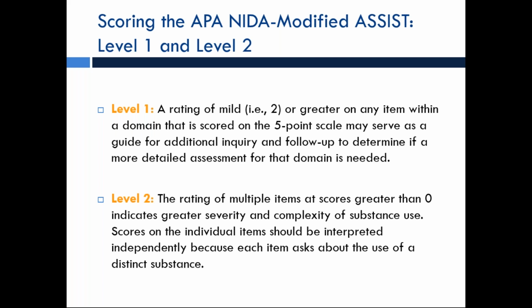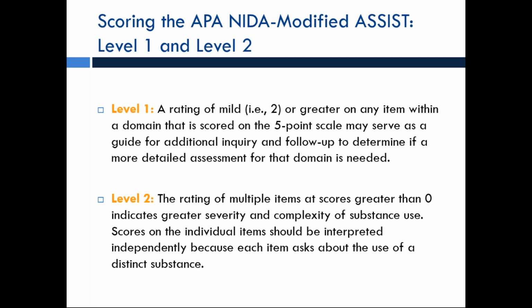And the authors of this tool also provide both scoring and interpretation guidelines. With level 1 results, the notion is a rating of mild on any of the items within a domain would likely lead to more detailed assessment. A mild rating would be a number 2 or higher on the 5-point scale, 0 being at the low end, never, or not at all a problem, and 5 being extremely problematic.